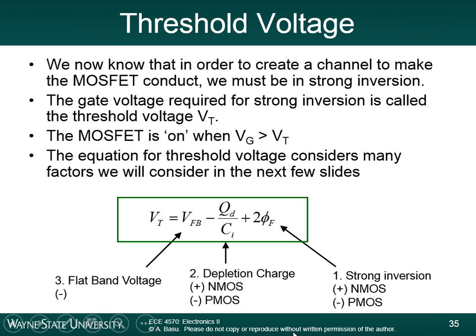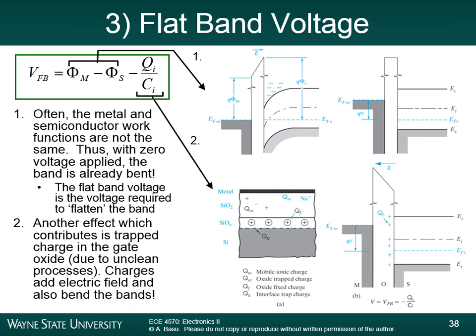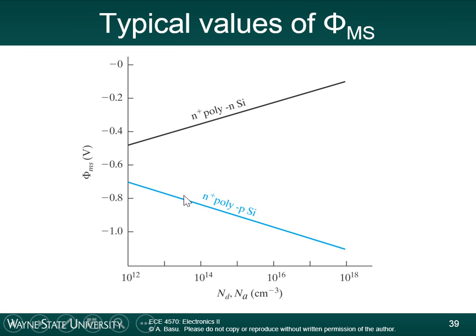Okay, the flat band voltage, QD over Ci. This is a depletion charge term, and this is the strong inversion term. Now, this phi m minus phi s applies if you have a metal gate. So you have some type of metal, a gate metal, and then you have the semiconductor work function. In a lot of MOSFETs, instead of using metal, they use something called polysilicon. And this is a chart. If your device is made from a polysilicon gate, you use this chart to approximate what your phi ms term is for a given doping.